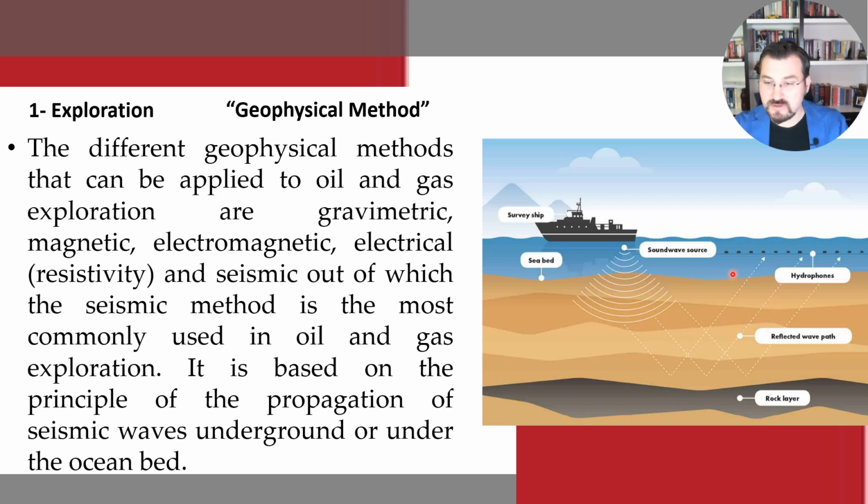Because the density of each rock layer is different, these reflections are recorded by the hydrophones which are following the ship, in the back of the ship. They follow the ship with a cable, and these hydrophones record the waves reflected from the rock layers, and according to the depth, it can describe what type of rock or fluid these layers include.